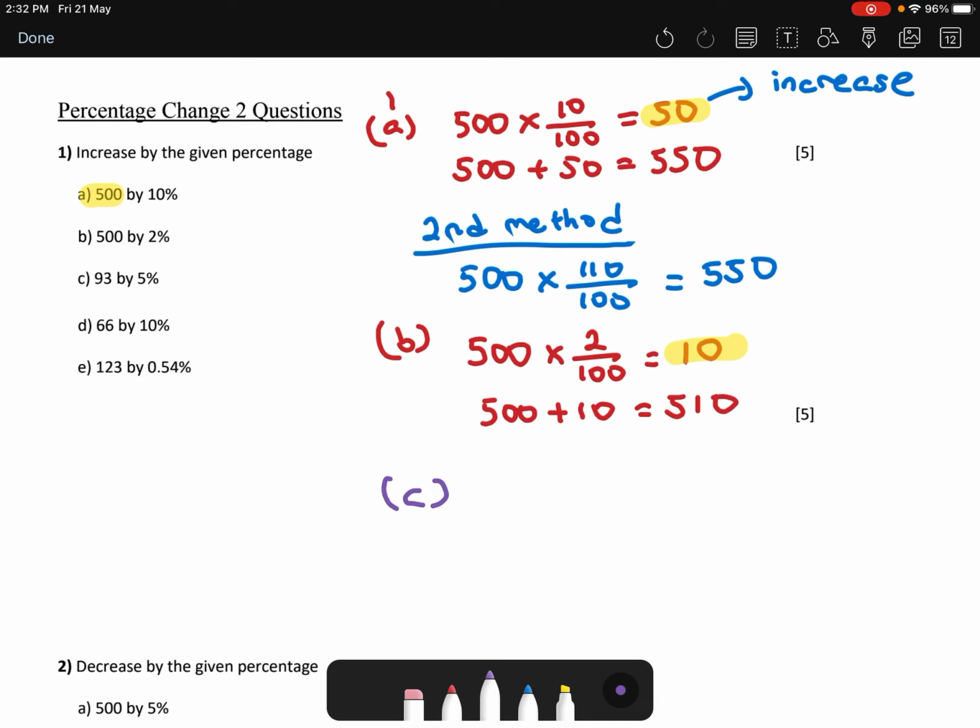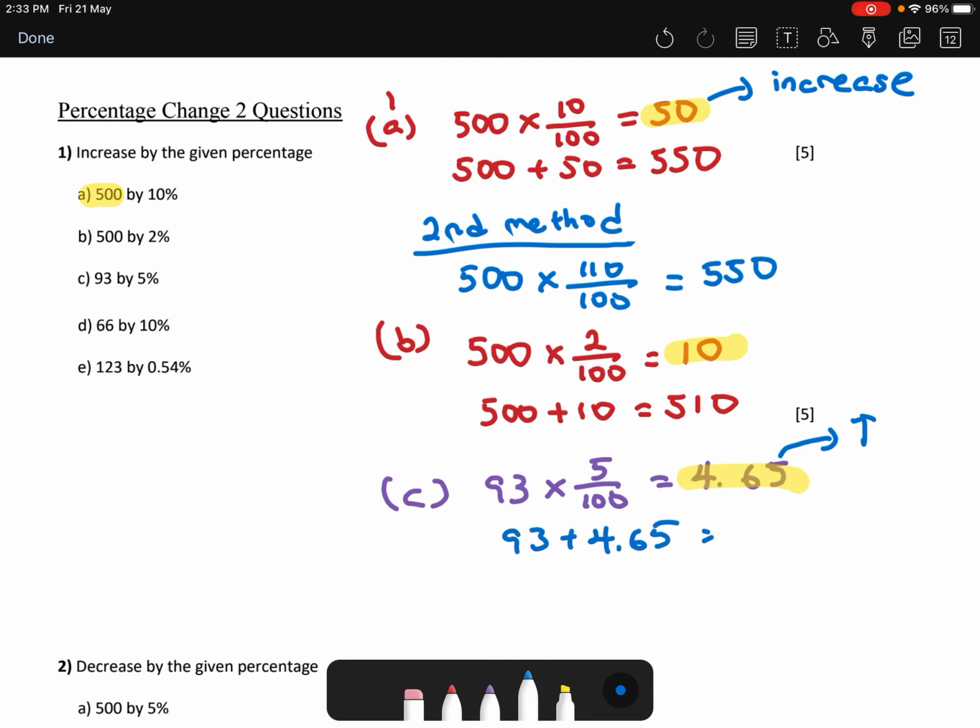C, 93, I increase by 5%. Same thing, I use the first method, 93 times 5 over 100. So 93 times 5, you should get about 4.65. This 4.65 is the increase. Alright, so 93 plus 4.65, you should get 97.65. So remember to round it off to 3SF.